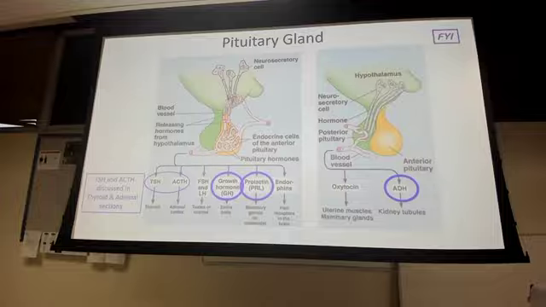For the anterior, the hypothalamus essentially tells the anterior pituitary to make the hormone. That's just a little bit of a difference. Is it really that important? Not really, but I think it just helps clarify a few things.